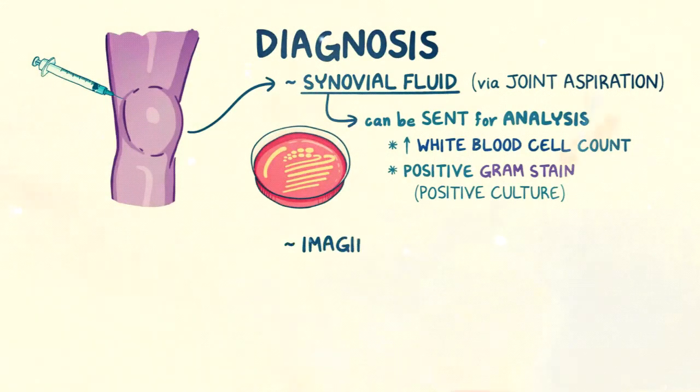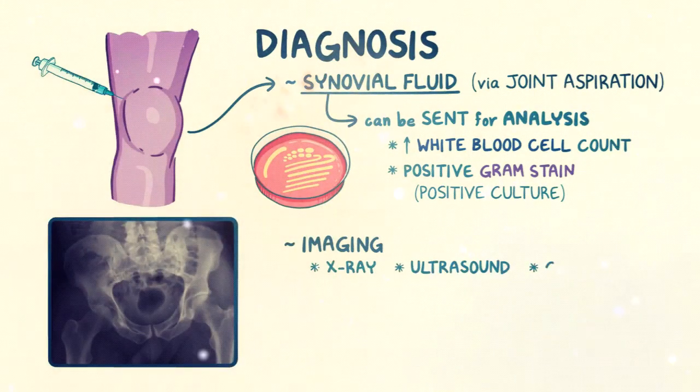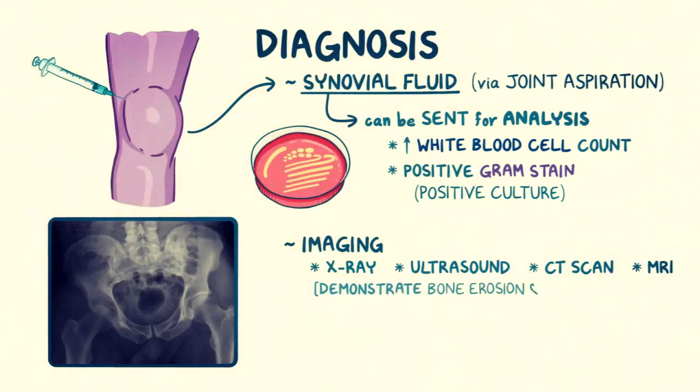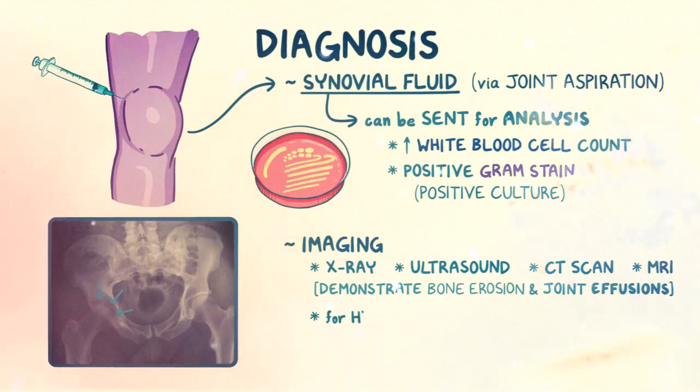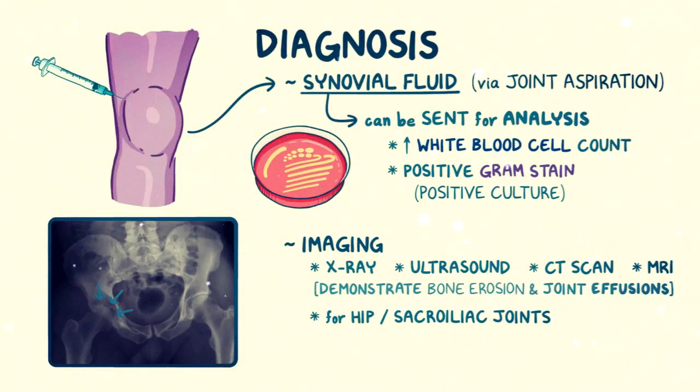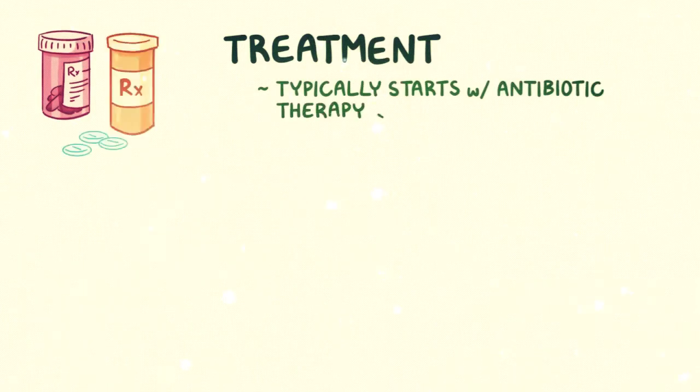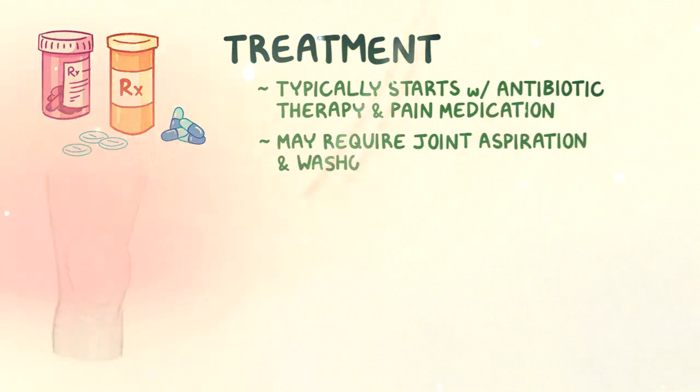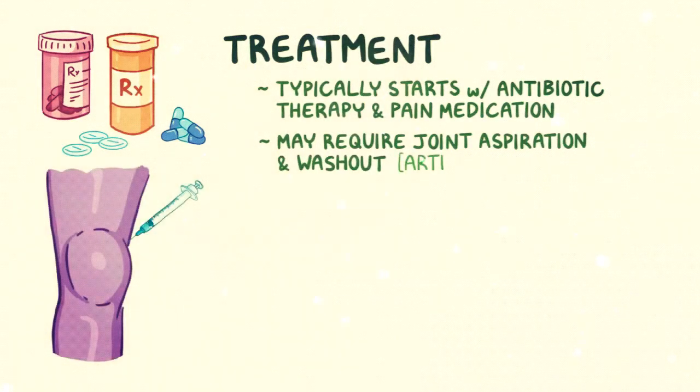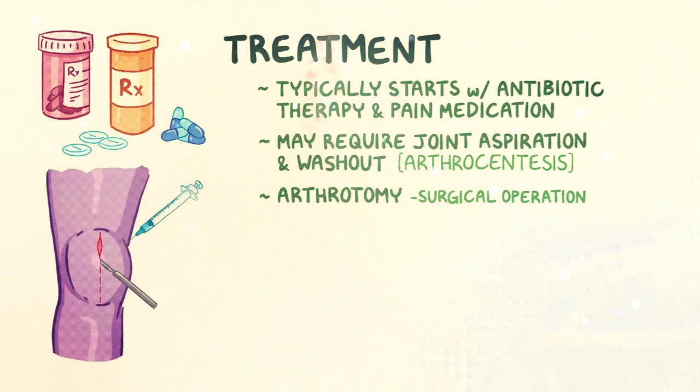In addition, imaging in the form of an X-ray, ultrasound, CT scan, or MRI can also be very useful in demonstrating bone erosion and joint effusions, especially for hip and sacroiliac joints, where synovial fluid aspiration is difficult. Treatment of septic arthritis typically starts with antibiotic therapy and pain medication. In addition, it may require joint aspiration and washout, which can be done by a needle, a process called arthrocentesis. Alternatively, it can be done by opening the joint, a surgical operation known as arthrotomy.